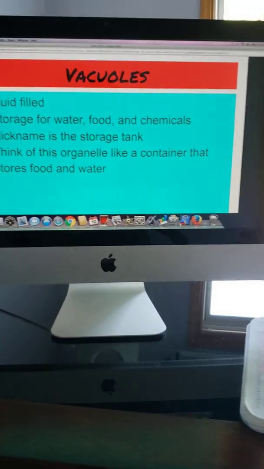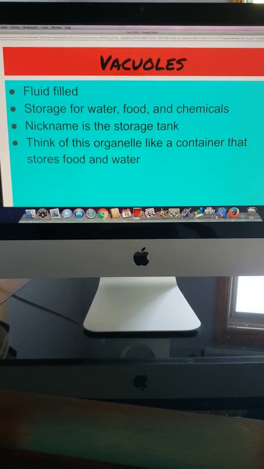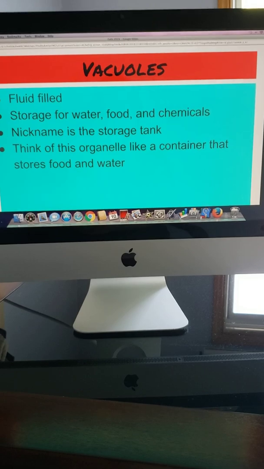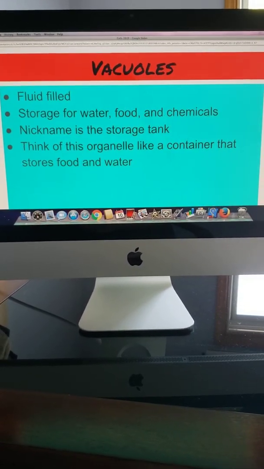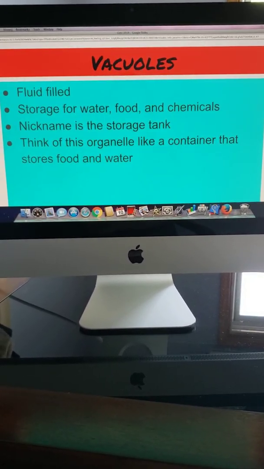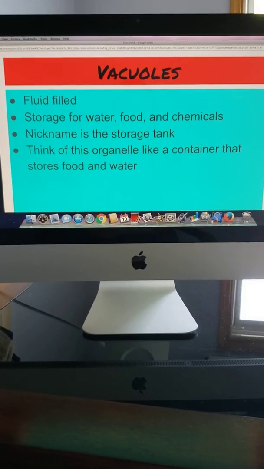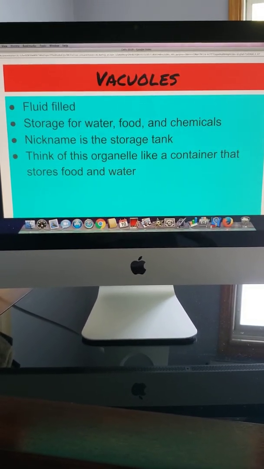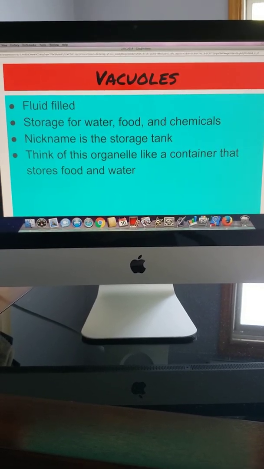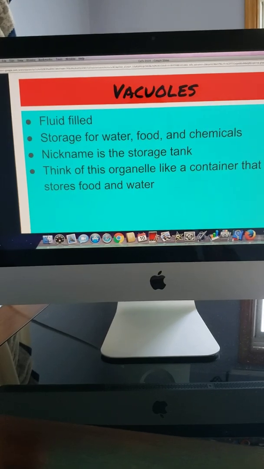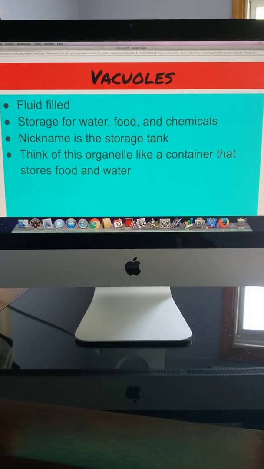So a lot of you recognized that plant cells have larger vacuoles, which kind of makes sense when you look at what a vacuole is. It's a fluid-filled area. It's storage for water, food, and chemicals. So it makes sense that plants would need more water so that their vacuole would be bigger. The nickname is the storage tank. You can think of it like a tank or a treasure chest or a toy chest.